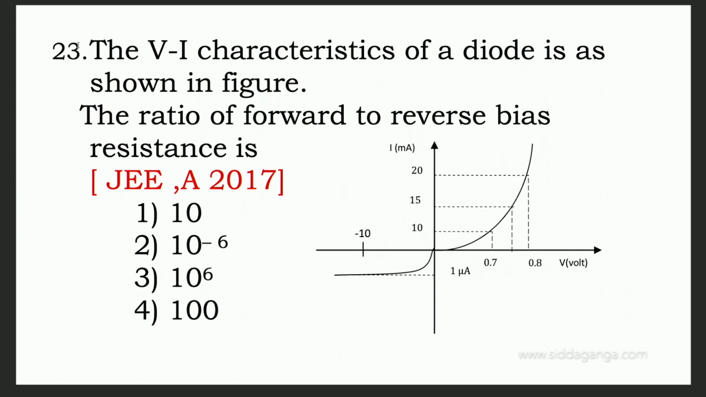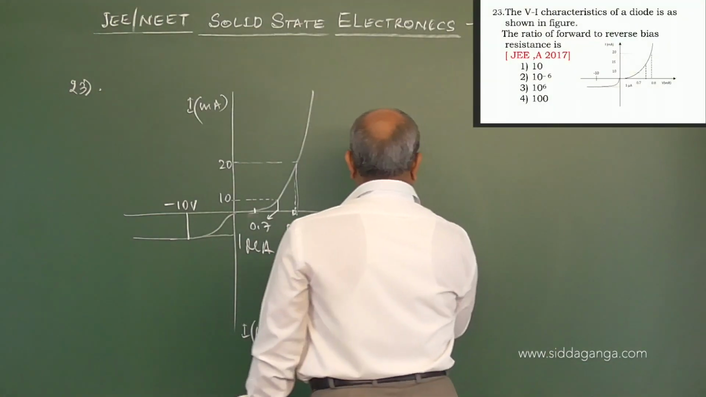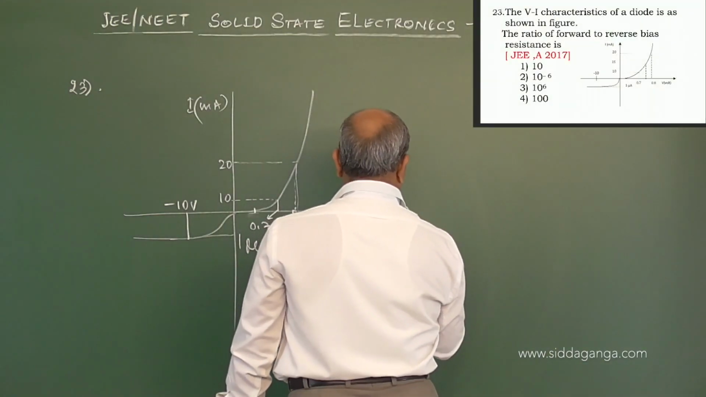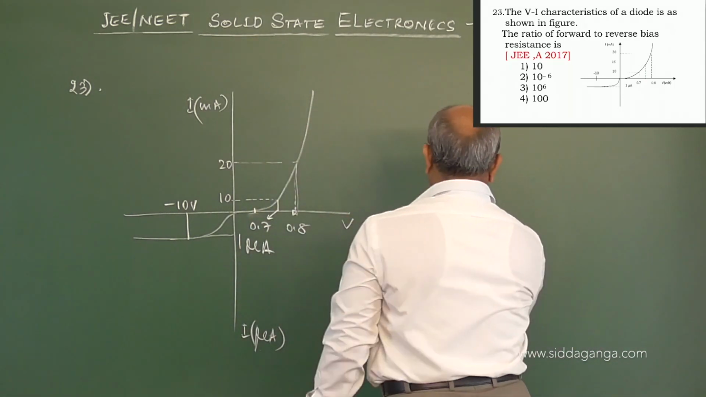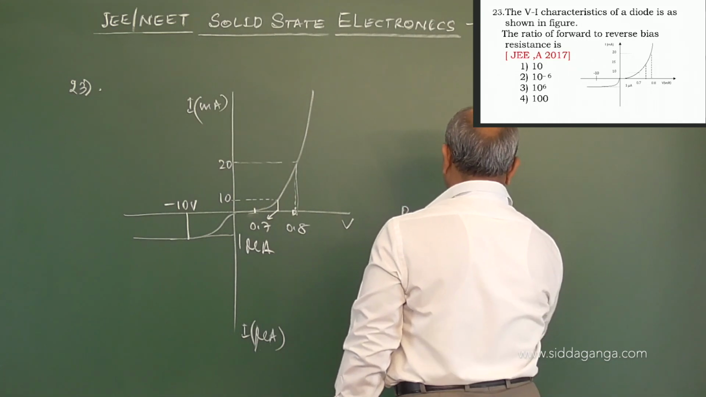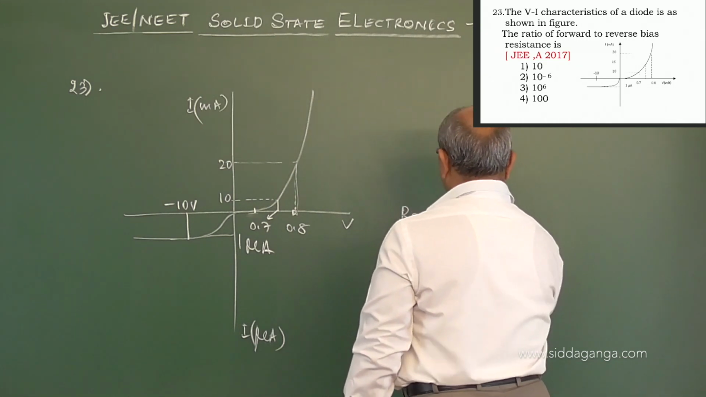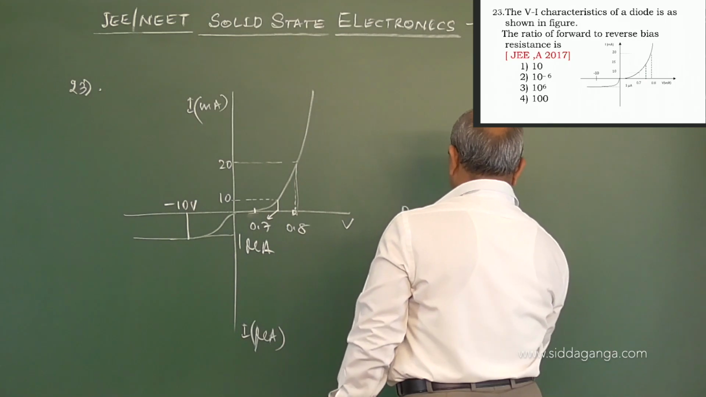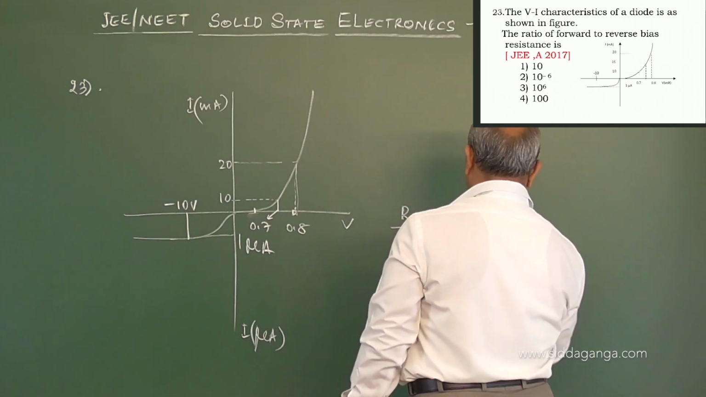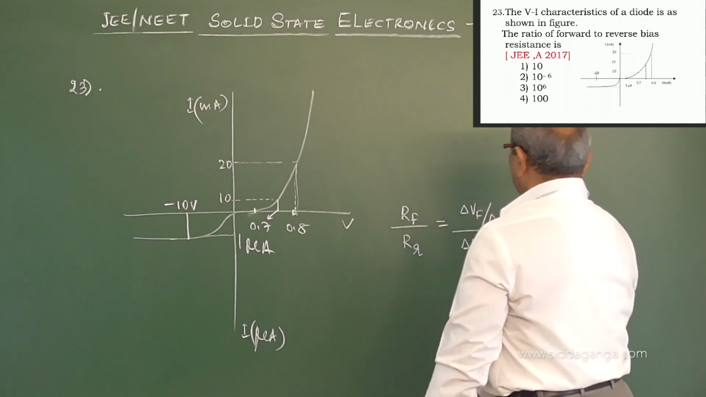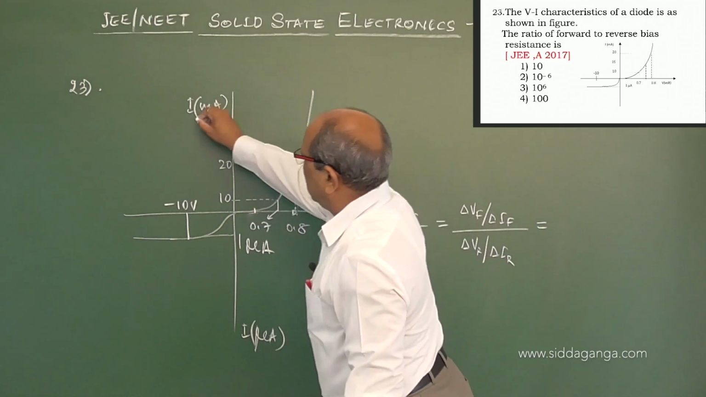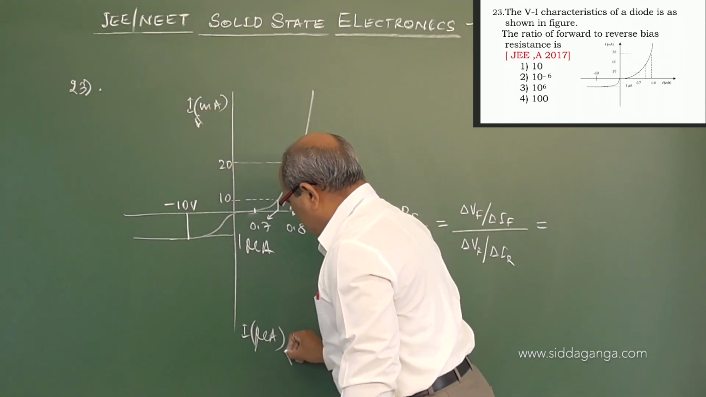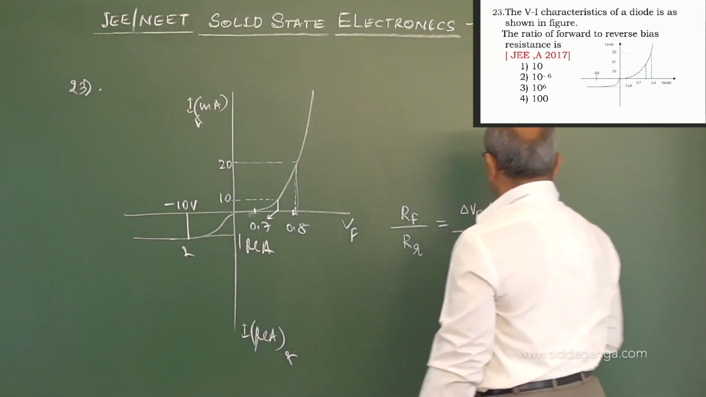What they are asking is the ratio of forward resistance to reverse bias resistance. Resistance forward bias by resistance reverse bias. Voltage of the forward bias by change in forward current. Voltage of the reverse bias divided by change in the current. What is the change here in the forward is, this is the forward voltage, forward current. This is the reverse current and reverse voltage.